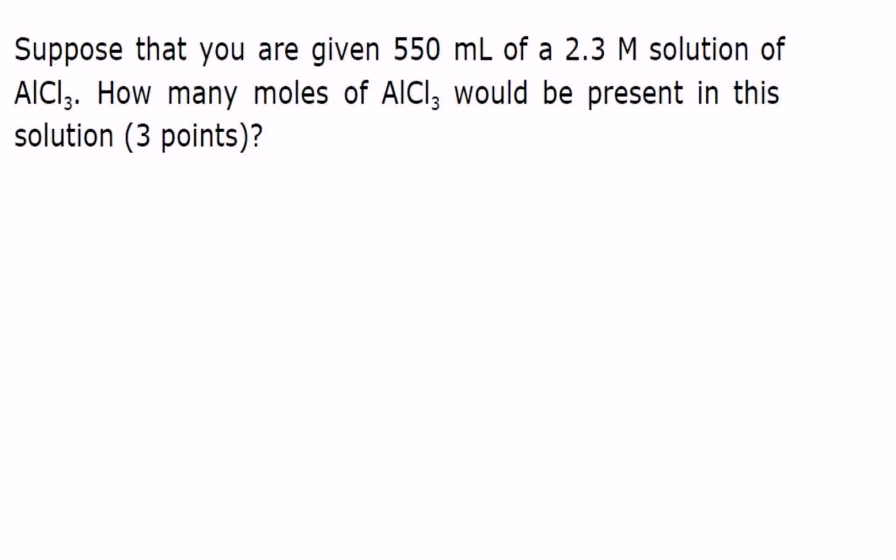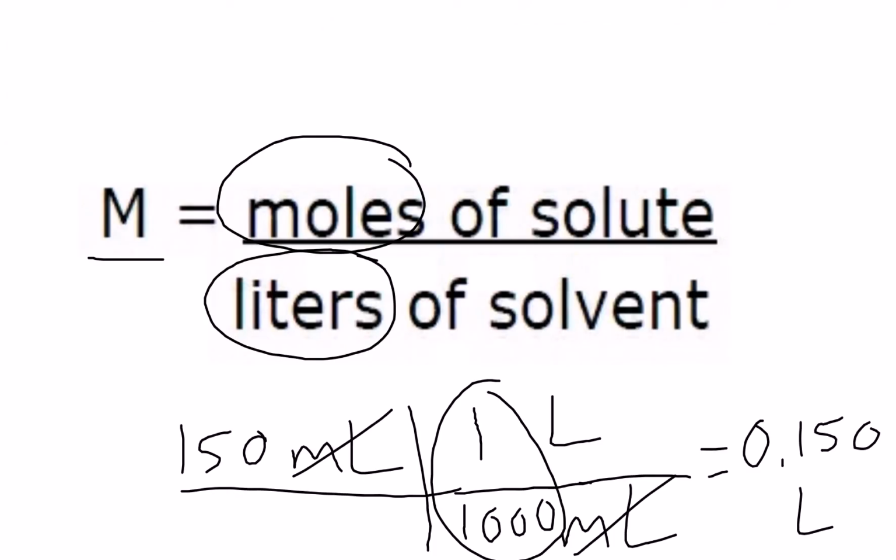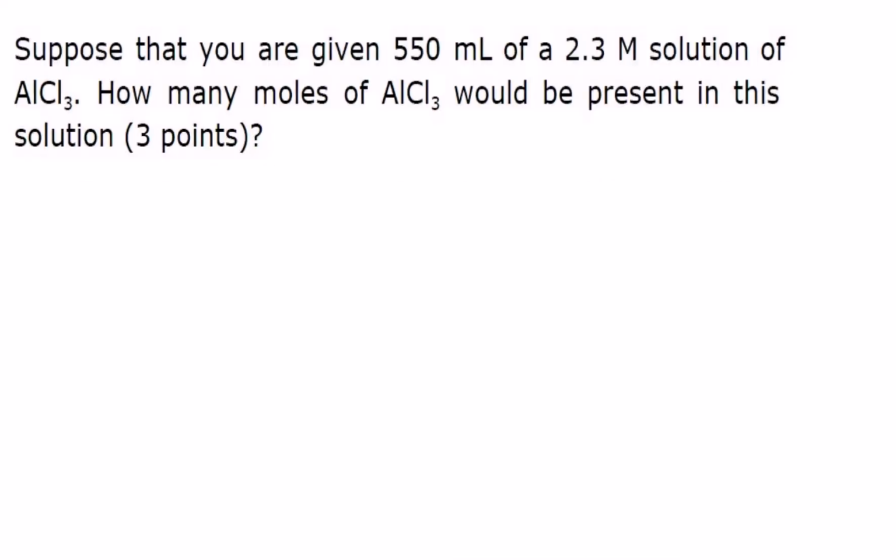So we want to find the moles. If we go back and we look, molarity is equal to moles of solute, the aluminum chloride, over liters of solvent. So we're going to assume that we are dissolving this in water. All right? So when we look at this, the volume that we have is 550 milliliters. So let's first convert that to liters. We're going to do it just like we did before. For those of you that need to follow that.